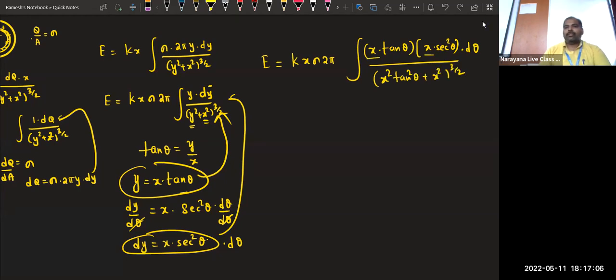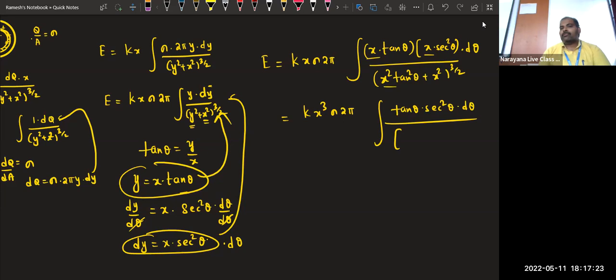x into x how much? x square, na. So I will take it outside. x square into x how much? k x cube into sigma into 2 pi. Integration of how much? Tan theta into secant square theta into d theta, whole divided by x square, I will take outside. And 1 plus tan square theta how much? Secant square theta and whole power 3 by 2. 2 cancels out.